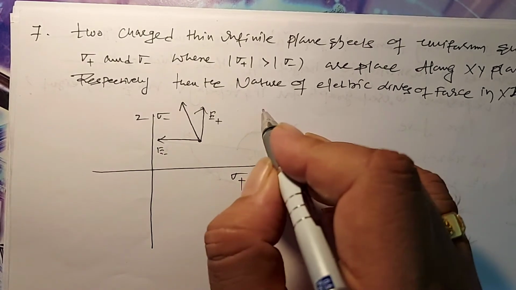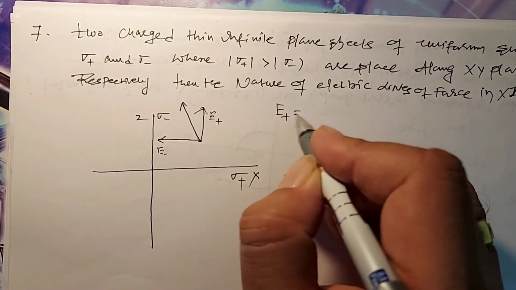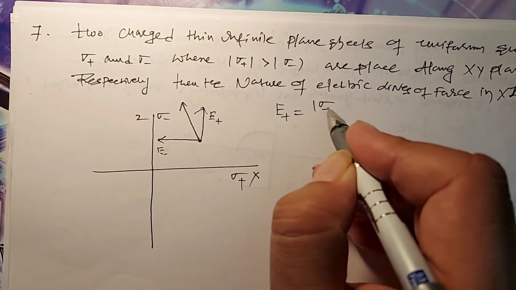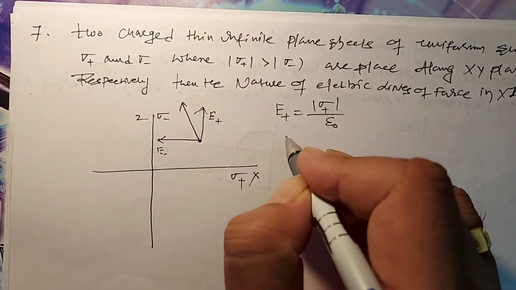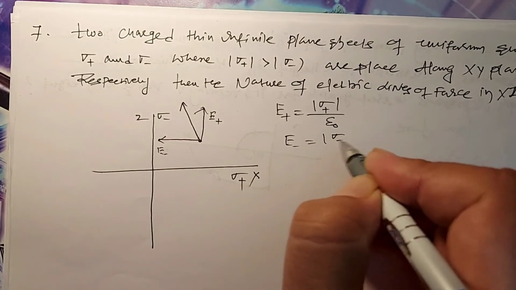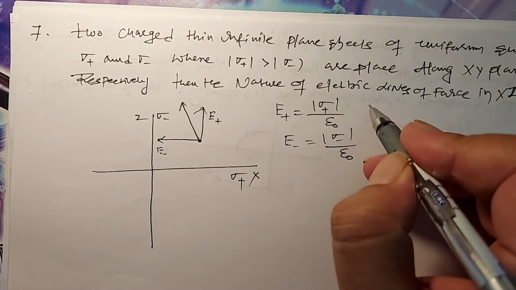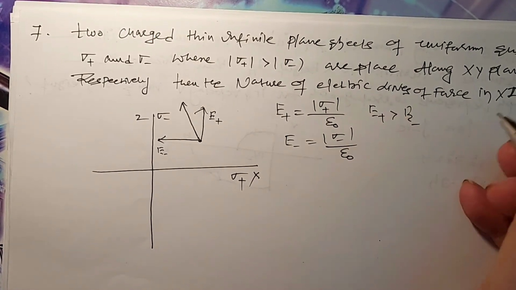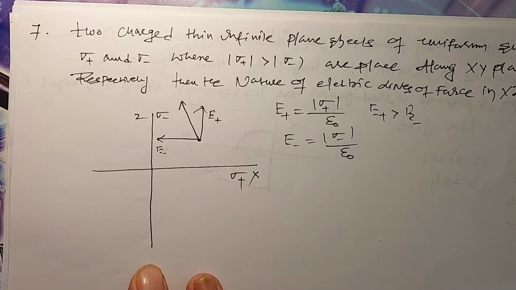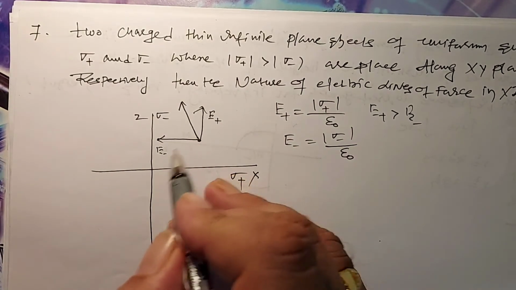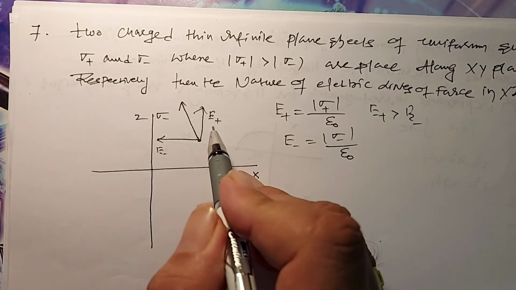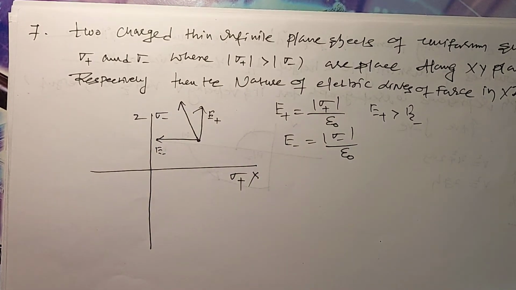We know that E plus is equal to sigma plus by epsilon naught, and E minus is equal to sigma minus by epsilon naught. Here E plus is greater than E minus according to the given problem, so the resultant electric field intensity is not exactly 45 degrees. It is very close to E plus.